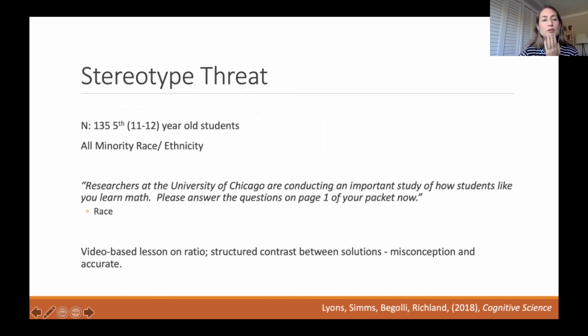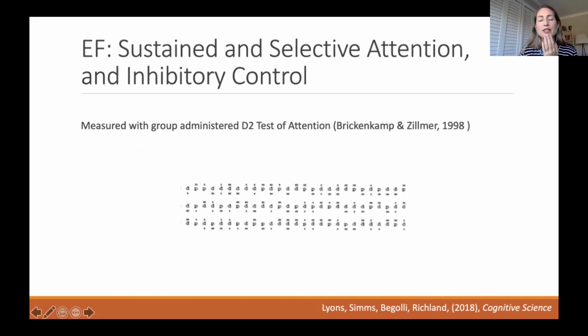The only difference was that we started with a prompt saying, researchers at the University of Chicago are conducting an important study of how students like you learn math. Please answer question 1 of your packet, where they were asked to either identify their gender or their birthday, right? So that it was either a threat or not a threat. And then they were given a lesson like the one I described.